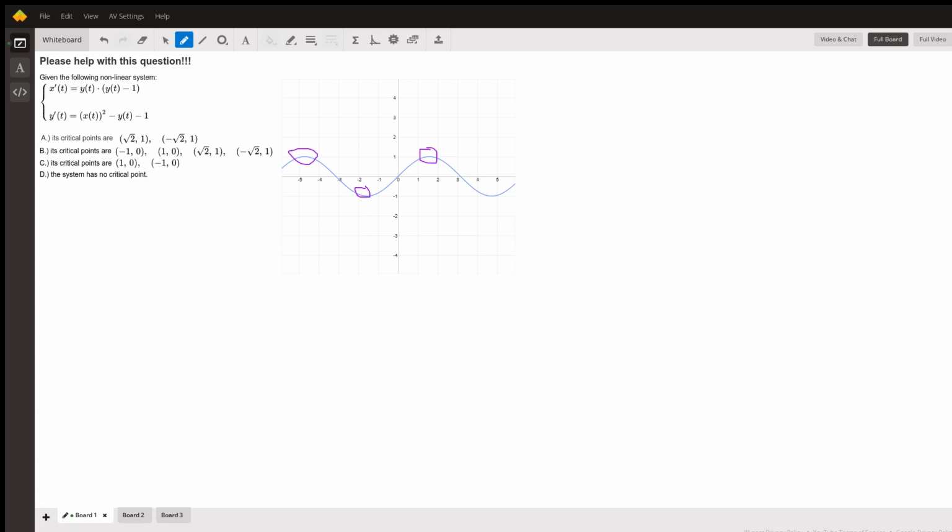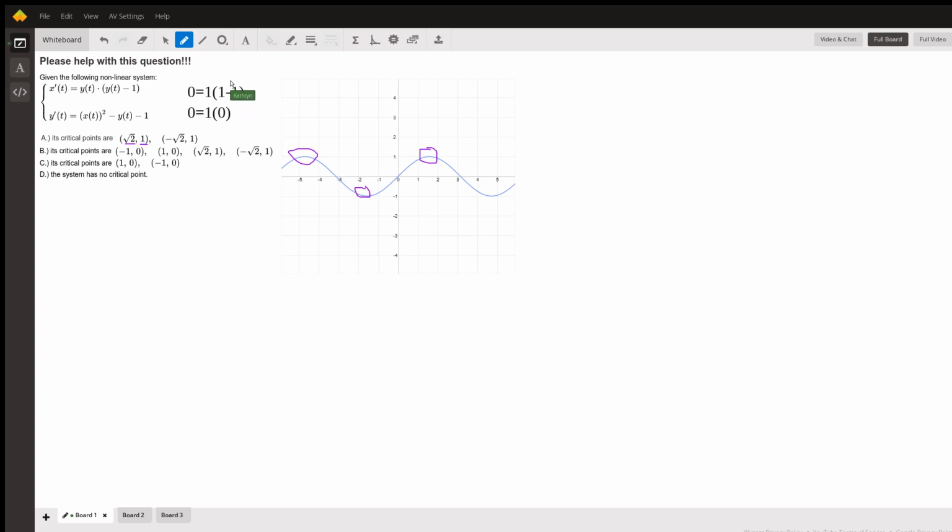The way we would do that is to say the square root of 2 is x of t and 1 is y of t, and we would plug those into the equations up here. So we would have 0 equals y of t, which is 1, times y of t minus 1, which is 1 minus 1. Does 0 equal 1 times 0? Yes, it does. So that's a viable option.